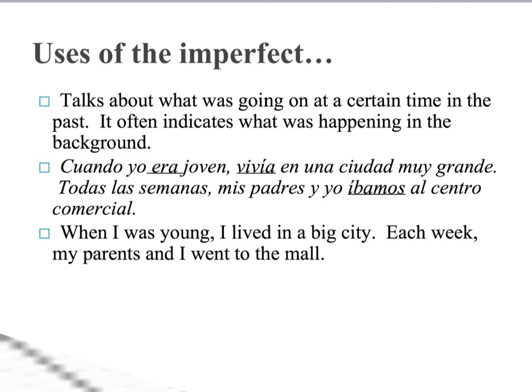We can also use the imperfect to talk about what was going on at a certain time in the past. It often talks about what was happening in the background. So there's no action, it's just all description. Cuando yo era joven, when I was young, vivía en una ciudad muy grande. I used to live in a big city.